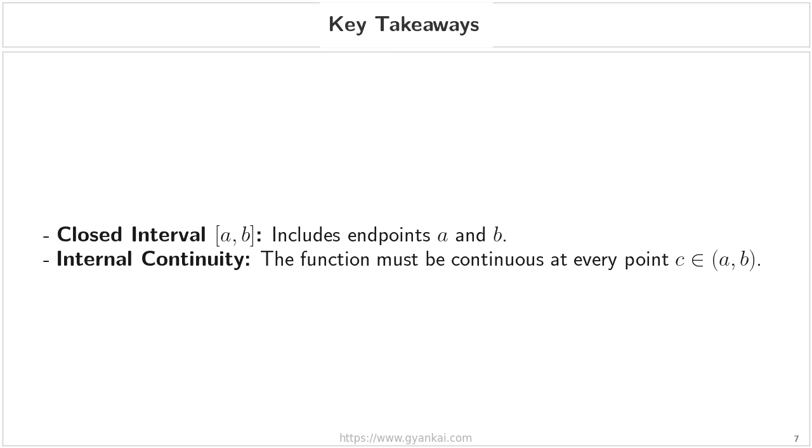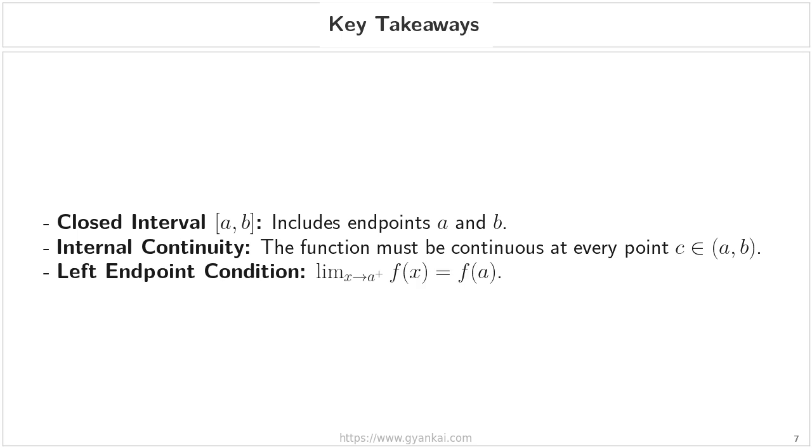Key takeaways. To wrap up our lesson, let's review the key takeaways to ensure you have a solid grasp of continuity on a closed interval. First, remember that a closed interval, written as a to b in square brackets, is inclusive, meaning it specifically includes the endpoints A and B. Second, regarding internal continuity, the function must be continuous at every single point C within the open interval from A to B, as we saw in our example. This means there are no gaps or jumps in the middle of the range.